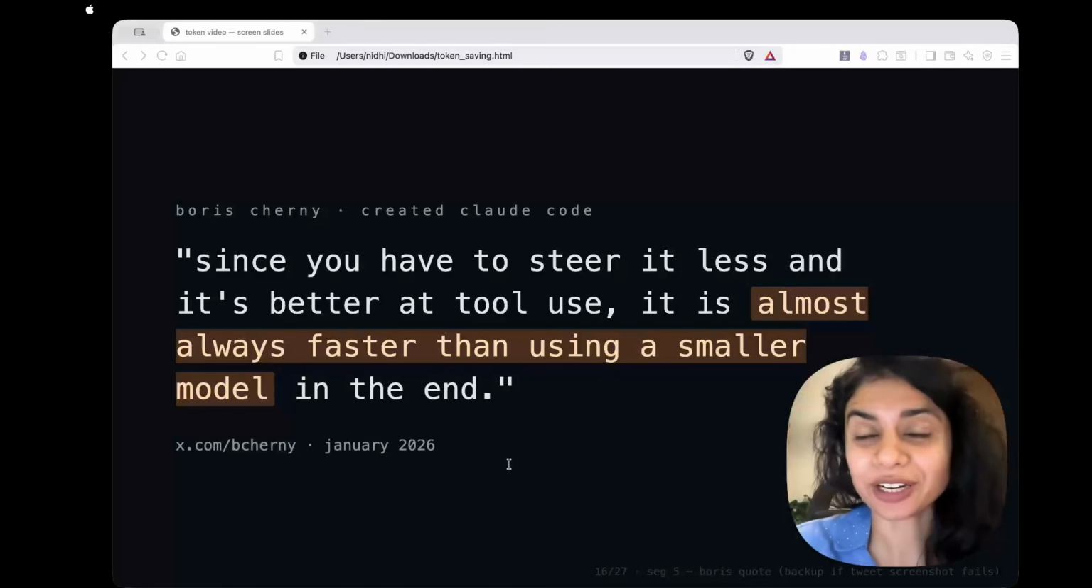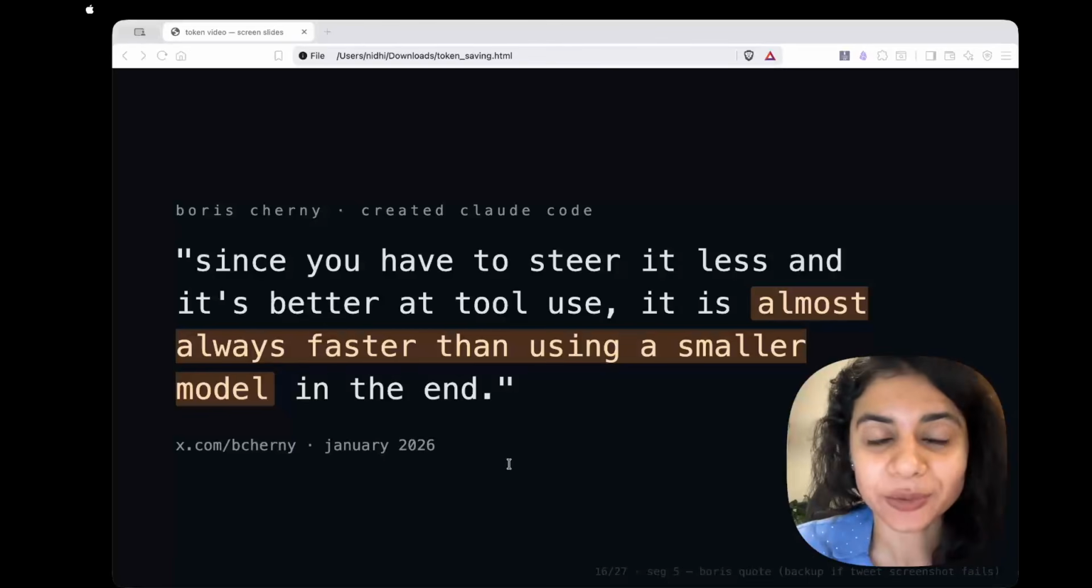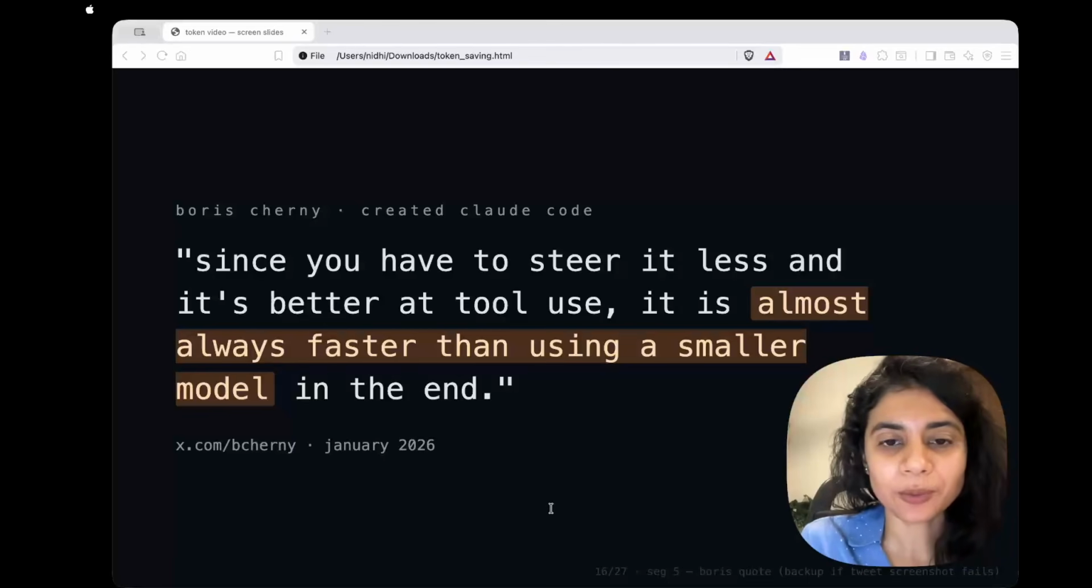Now let us bust one of the myths out there, which is everyone keeps saying to switch to a cheaper model to save tokens. If you see on the screen, this is a tweet from Boris, who is the creator of Claude Code. In January, he posted his entire setup where he mentioned that he uses the bigger model with thinking for everything. And in his words, since you have to steer it less and it's better at tool use, it is almost always faster than using a smaller model in the end. That's what the creator of Claude Code is saying himself.